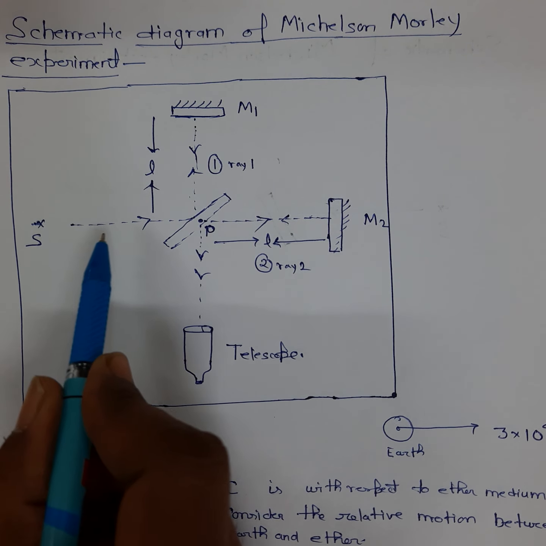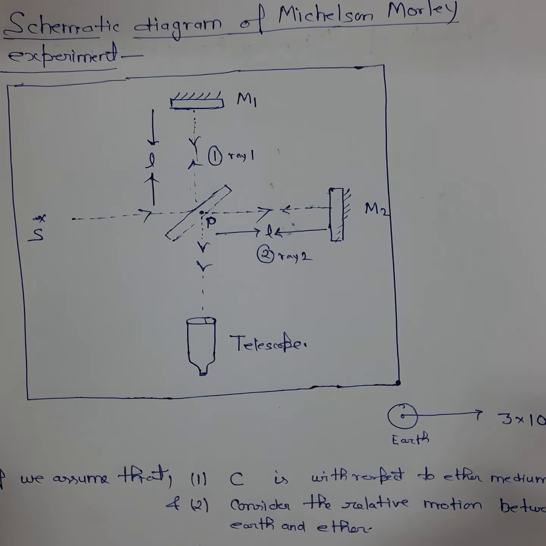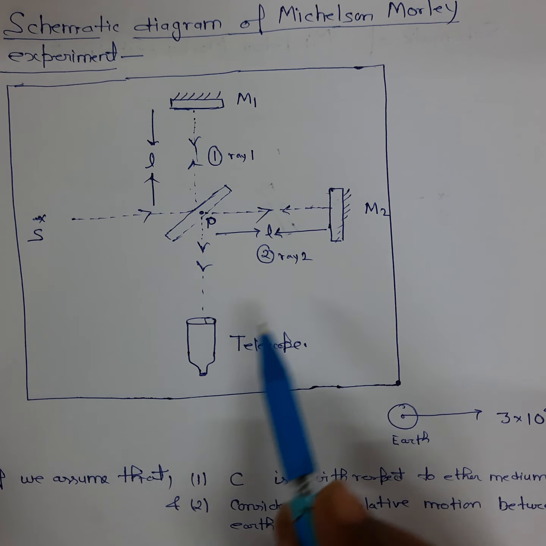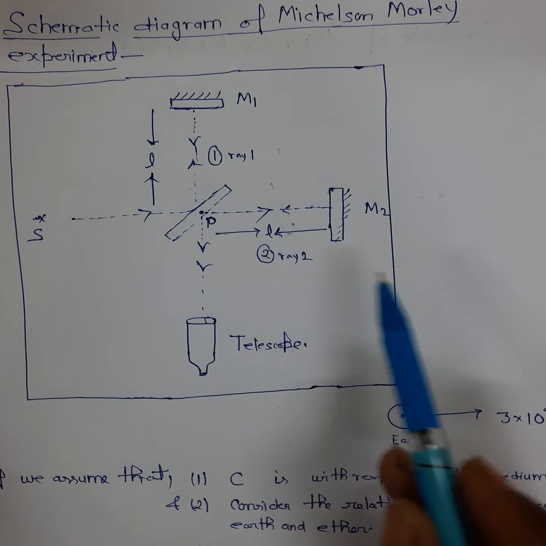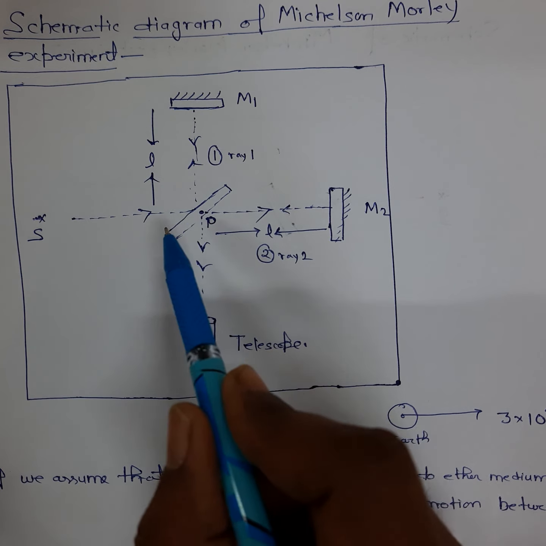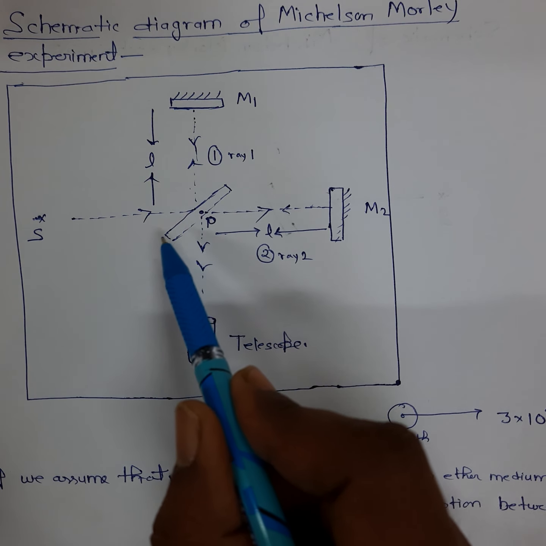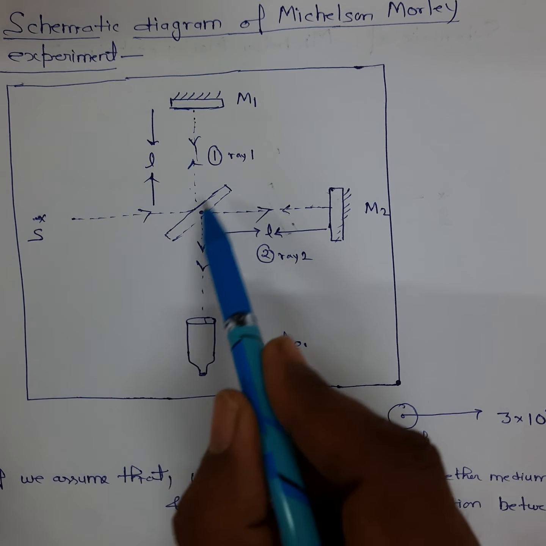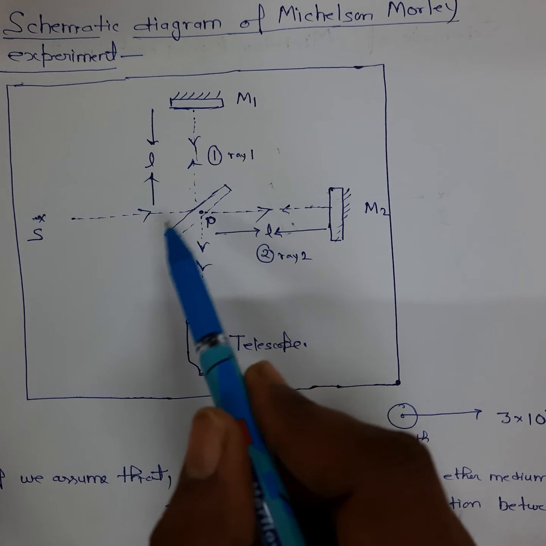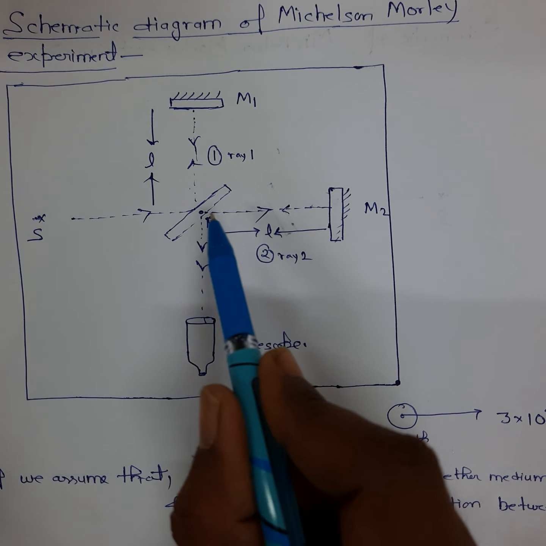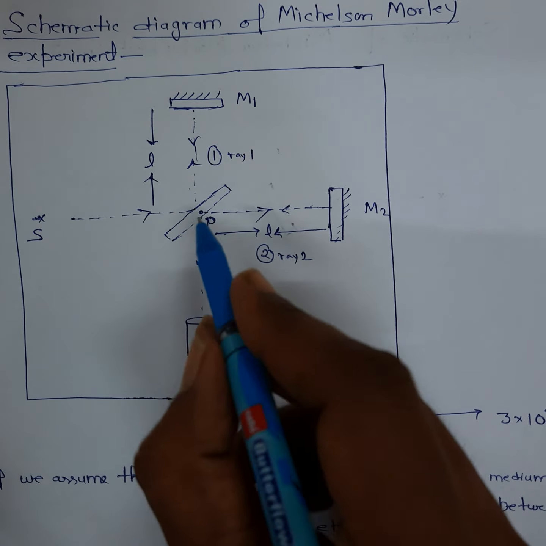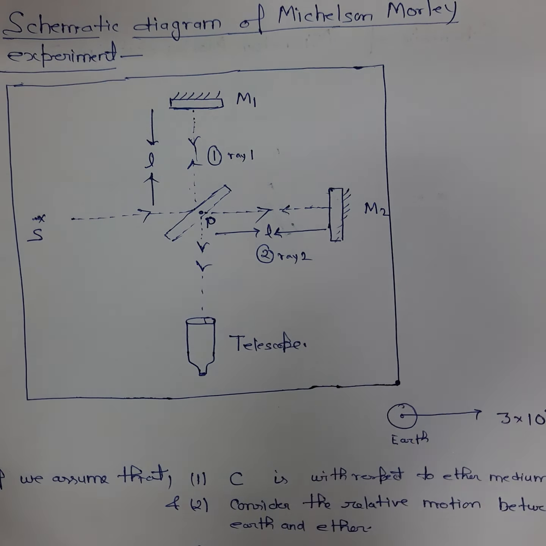Here S is the source of light. To look for the earth's motion through the ether, Michelson and Morley used a pair of light beams formed by a half silvered mirror. This is the half silvered mirror, and it splits the incoming beam into two parts. One light beam is directed to the mirror M1 and the other light beam is directed to mirror M2.